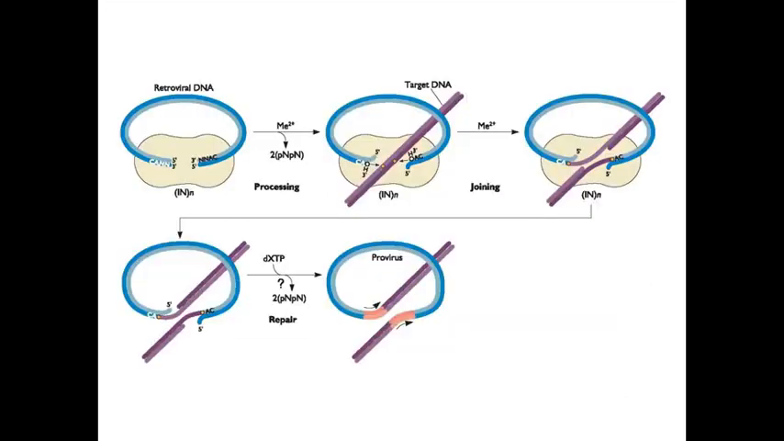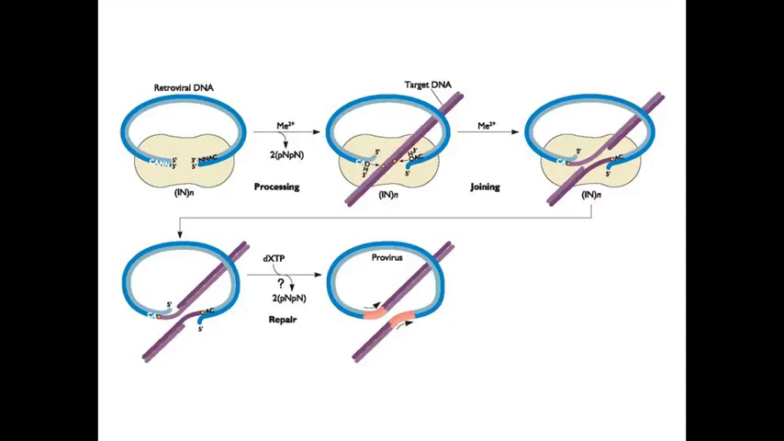So let's look at the integration. Now this is carried out by another viral enzyme called the integrase, which is a separate protein. So far we have reverse transcriptase and RNase H, one protein. Now we have integrase, it's a separate one. And what this does is take the DNA, the double-stranded DNA that we have made by reverse transcription, and integrates it into the host cell DNA.